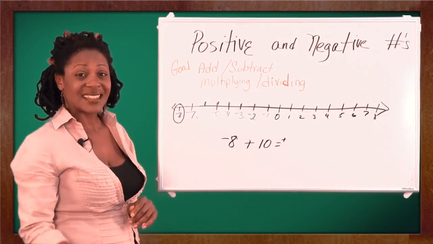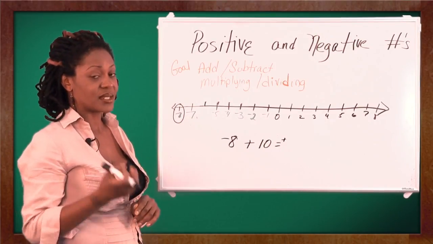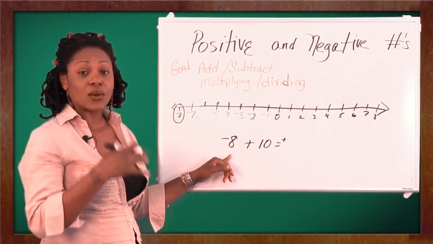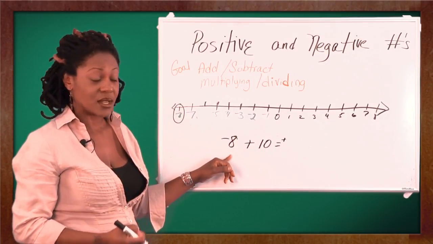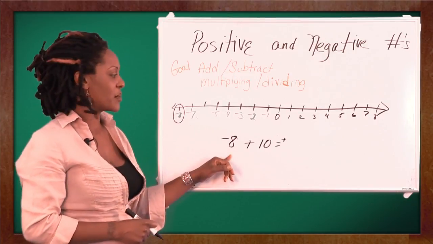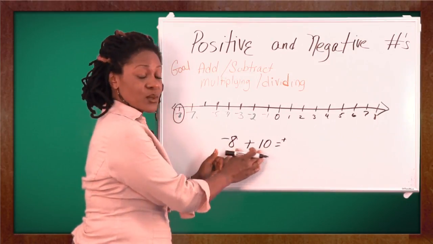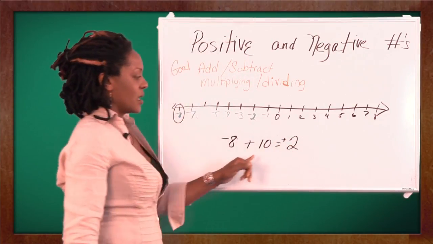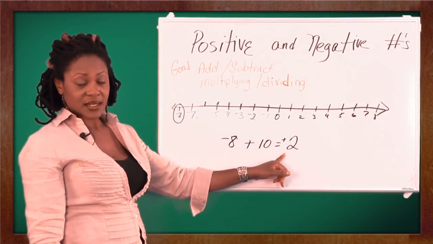So again, we take the difference between the two numbers. The difference means we're subtracting. 10 minus 8, or the greater number minus the smaller number. And our answer, the difference between these two numbers is 2, sorry. And here we are, positive 2.